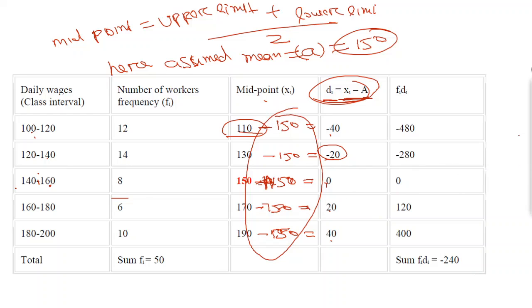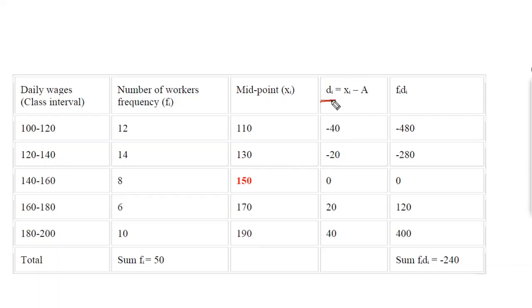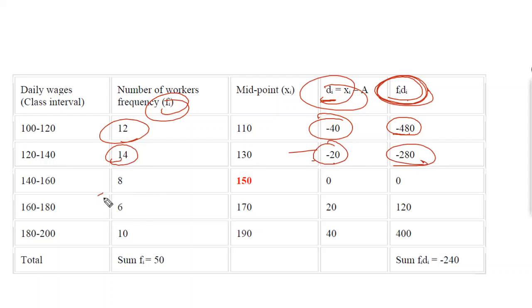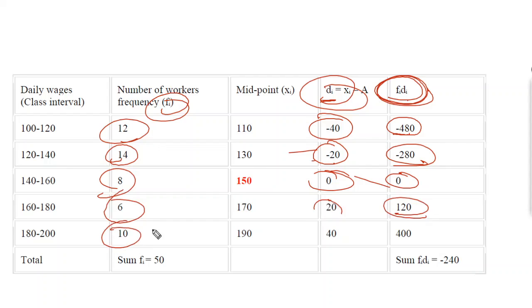Now we have Di. Now what you have to find? Fi Di, that means Fi into Di. Fi is here, Di is here. Now 12 into minus 40, you know that is minus 480. 14 into minus 20, minus 280. 8 into 0 equals 0. 6 into 20 equals 120. Then 10 into 40 equals 400.